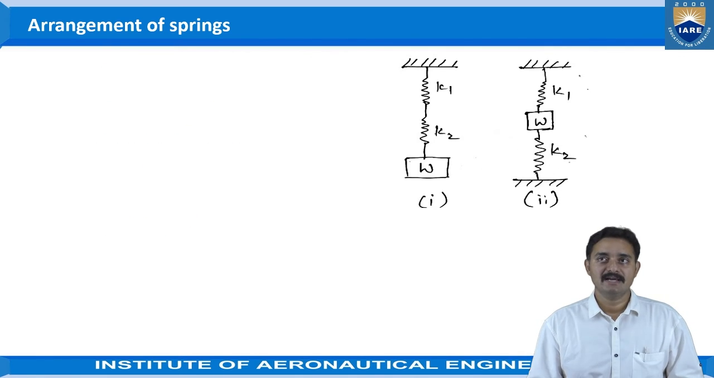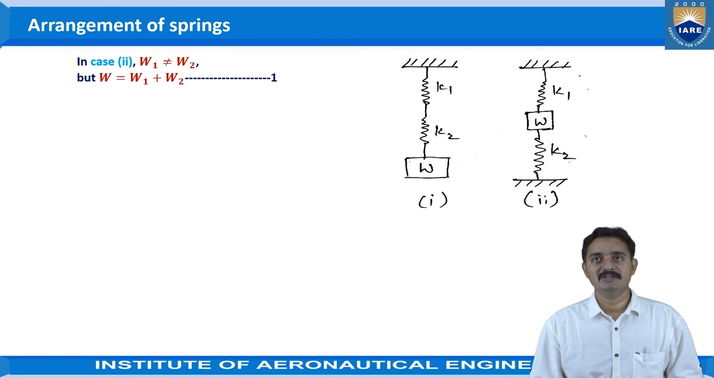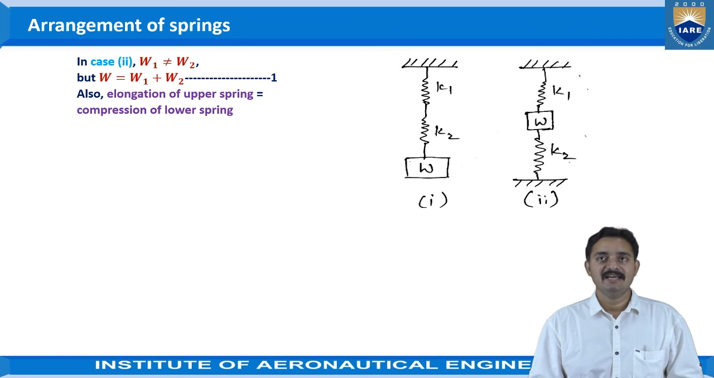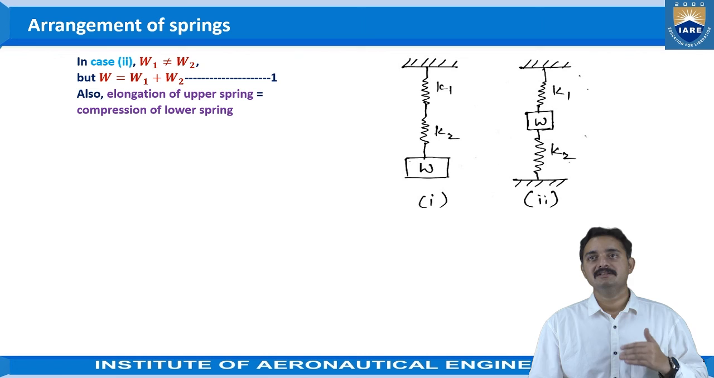Now, in the second case, we can see that W1 is not equal to W2. That means the weight supported by spring 1 is not equal to the weight supported by spring 2. So we can write W is equal to W1 plus W2. Take it as equation 1. Also, the elongation of the upper spring is equal to the compression of the lower spring. That means the deformations, the deflections, are the same here.